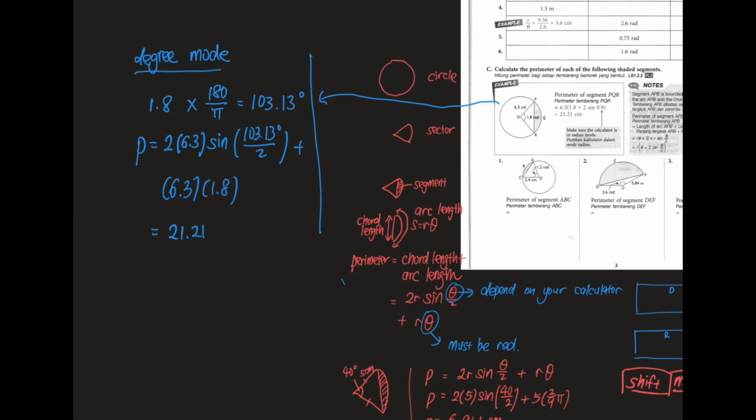So these are the options available. A bit confusing. You need to think slowly sometimes. If you are in degree mode, then this is degree over 2. If you are in radian mode, then you must use 1.8 over 2. At the end, same answer. No matter which way you are using, same answer. So be careful with this.